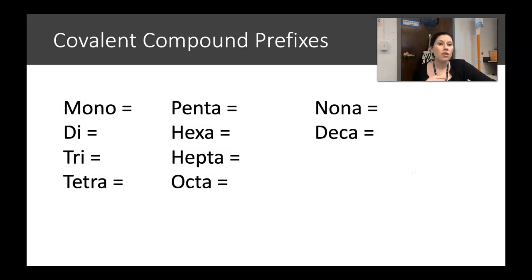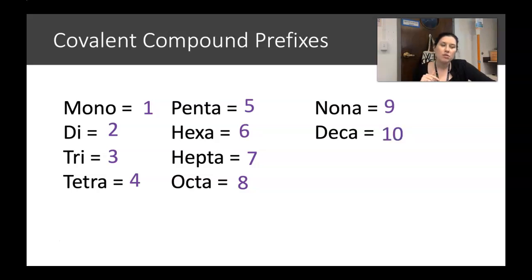Okay, so let's look at what the prefixes are. Many of these I'm sure you can probably guess. So mono stands for 1, di for 2, tri for 3, tetra 4, penta 5. So you've probably heard of the Pentagon. That building has 5 sides. Hexa 6, hepta 7, octa 8, nona 9, and deca is 10.